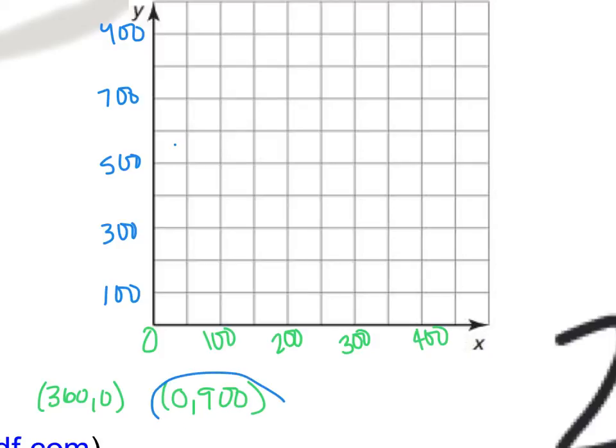So my y-intercept was the point 0, 900. That's going to be here. My x-intercept was the point 360, so that's going to be a little bit past 350 and 0. So there's my 2 points. I'm going to connect those dots together to form my line.